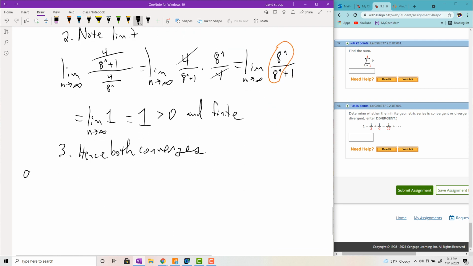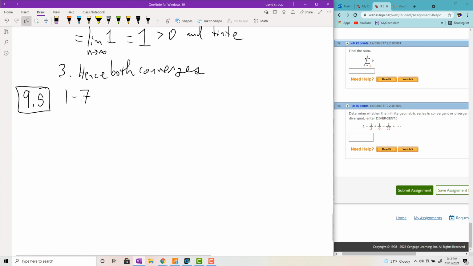Anyways, 9.5, then we get into alternating series. It'll be like questions 1 to 7, and there's always 2 steps. Basically, the first step is kind of like the nth term test, and then in the second step you're trying to show that the terms of the series are decreasing. Okay, so let's look at some of these weird ones.